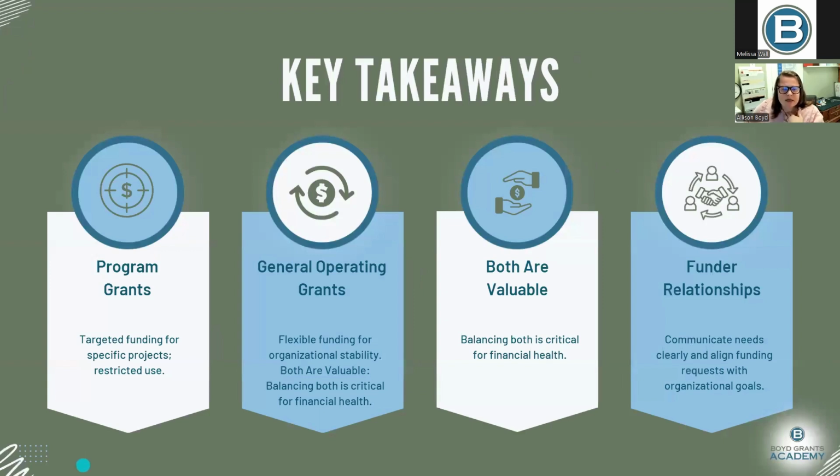Okay, so some key takeaways. Program grants and general operating grants serve different but equally important purposes. Program grants drive specific initiatives and outcomes, while general operating grants provide flexibility and sustainability. The key is to balance both types of funding to ensure short-term success and long-term stability. Finally, building a strong relationship with the funders and communicating your needs transparently is essential for securing the right mix of funding.